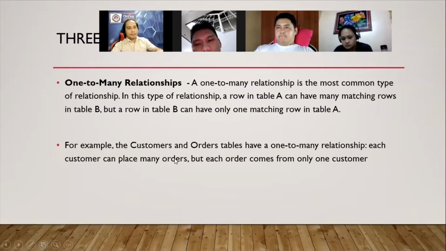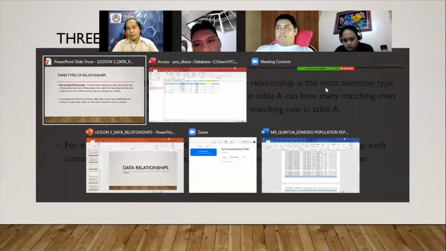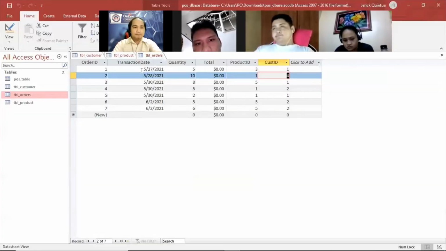So, for example, ayan. So, let's say dun sa table ng customer saka orders. So, it has a one-to-many relationship wherein each customer can place many orders, but each order comes from only one customer. So tama naman, di ba? Na yung isang customer, pwede siyang magkaroon ng multiple orders or multiple transactions. Pero ang isang transaction or isang order, so dapat isang customer lang. Tama? Okay?